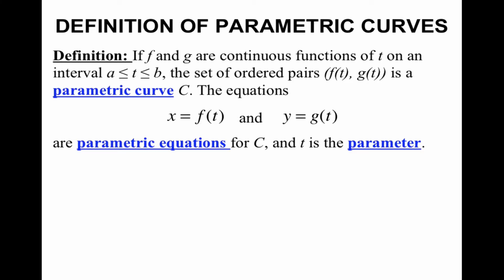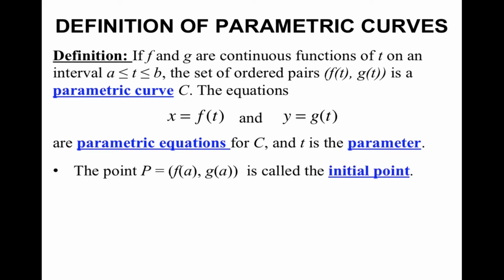If f and g are continuous functions of t on an interval from a to b, the set of ordered pairs f of t comma g of t is a parametric curve C. The equations x equals f of t and y equals g of t are parametric equations for C, and t is the parameter. The point p equals f of a comma g of a is called the initial point, so where the object starts on the curve C.